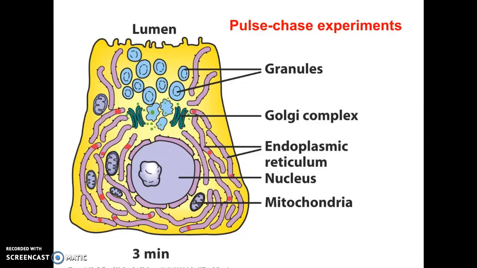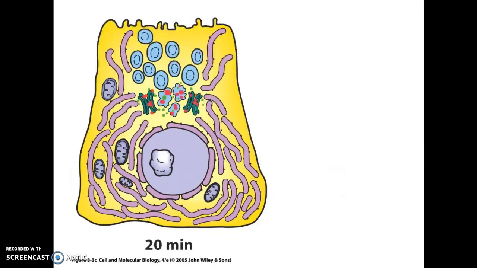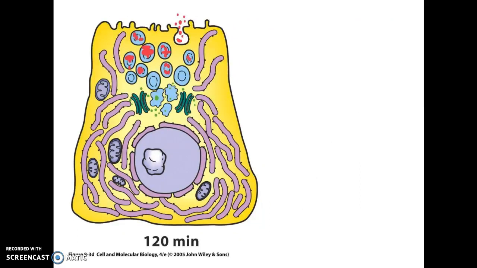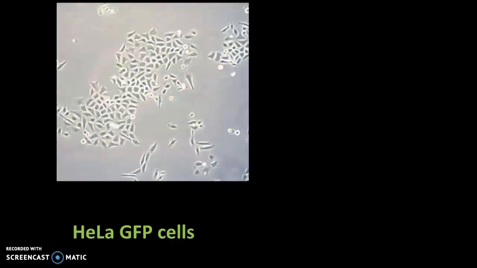And so we can label proteins by giving a pulse of this radioactive sulfur, and then we can watch how over time those proteins move from the ER to the Golgi and then to vesicles, which ultimately bind to the cell membrane and are secreted from the cell. This is what we call constitutive exocytosis, or the default pathway, which is to secrete from the cell.